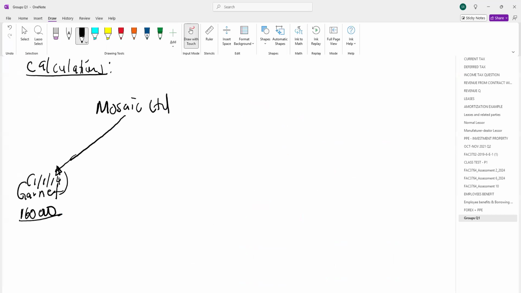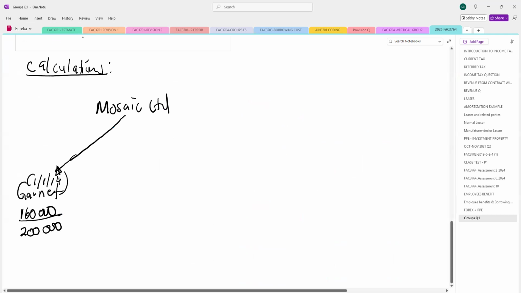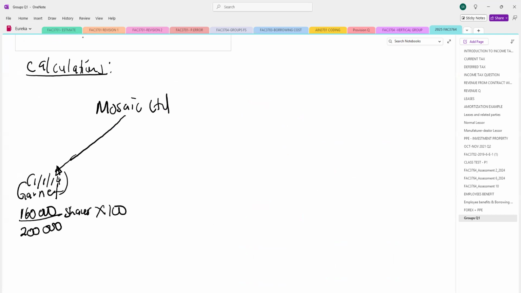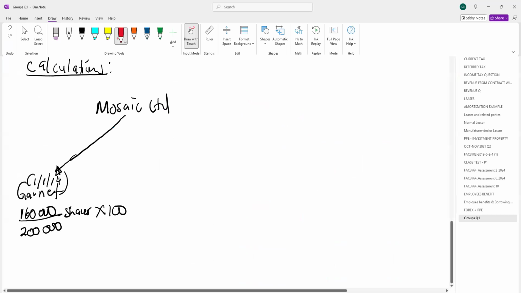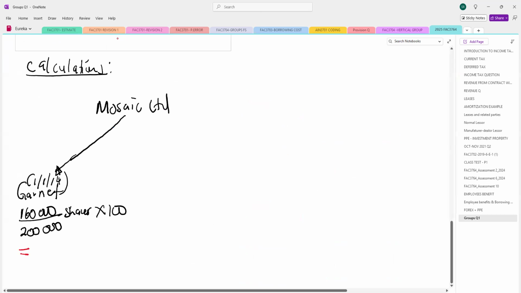So I'm going to put this over 200,000. I want to calculate what percentage they actually purchased. They didn't tell us the percentage. They just told us how many shares they purchased. So if I take the number of shares over the total shares in issue, and then multiply this by 100, I will be able to get the percentage. How much interest do they actually have in the company? Okay. And somebody please calculate for us. 80%. 80%. 80%. Thank you.